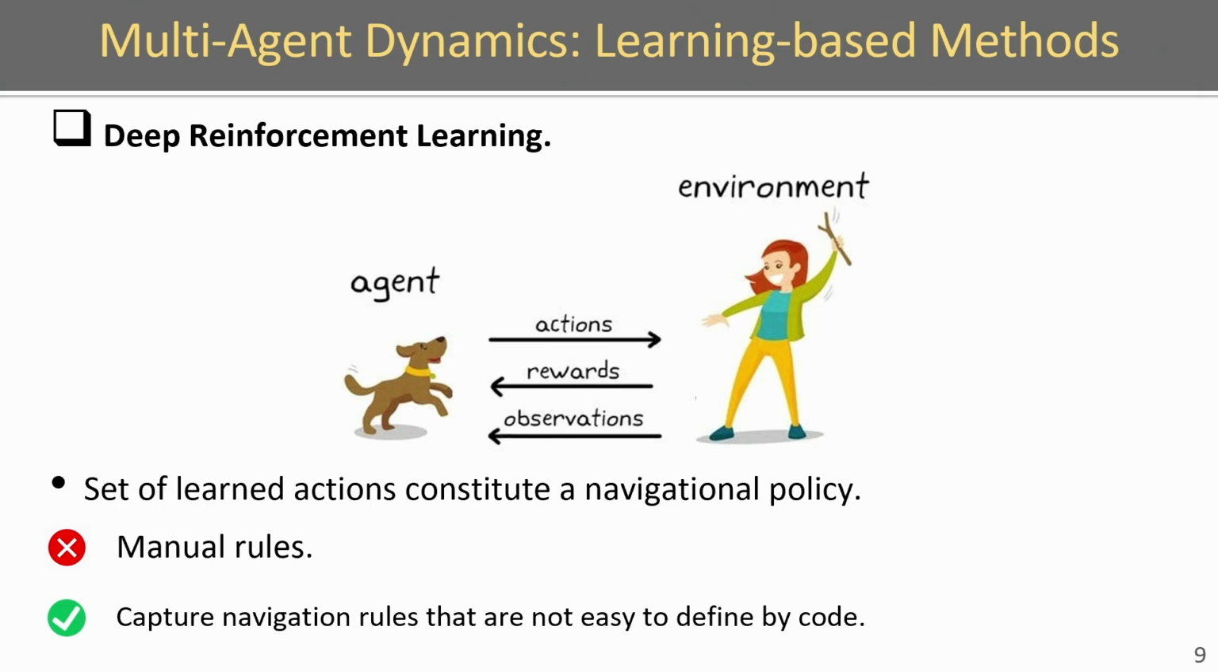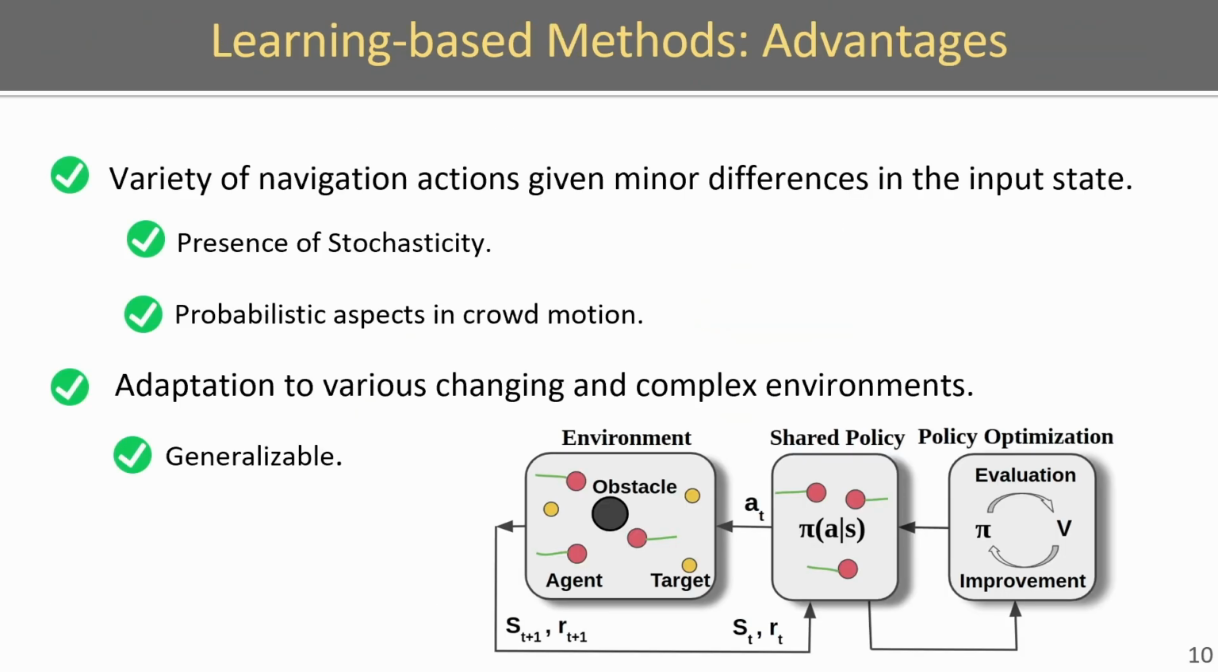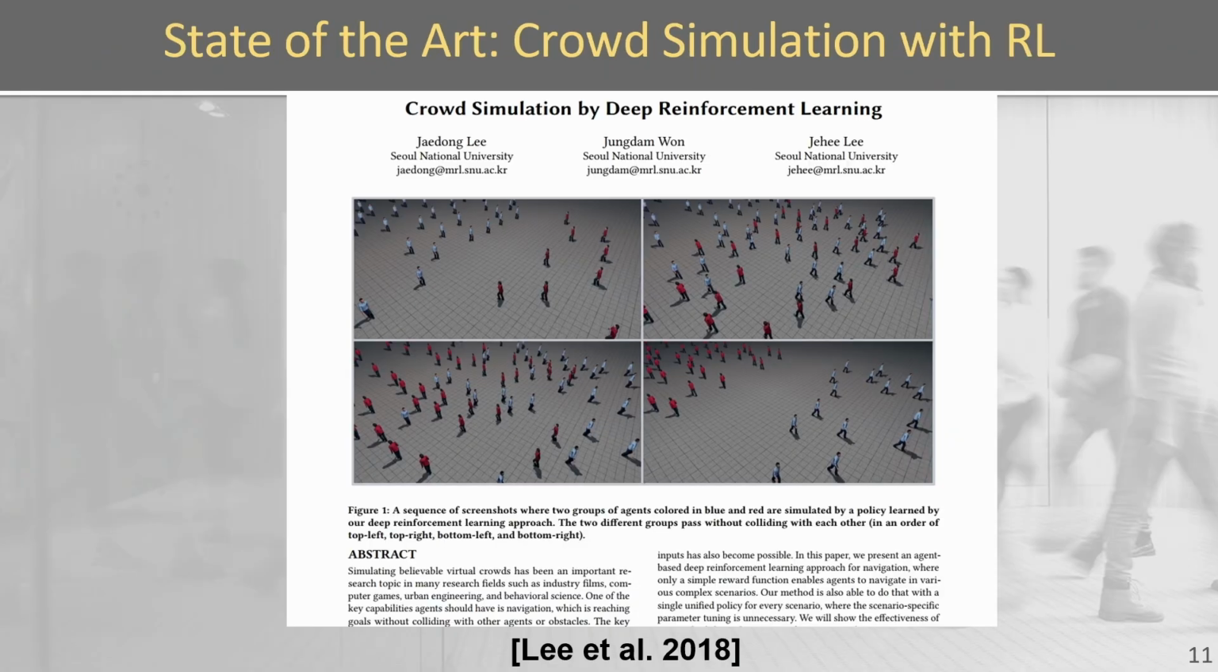One of the advantages of these learning-based methods is that we don't need any manual rules for moving the crowd. They can learn by trial and error, and also they can capture a variety of actions given minor differences in input state. There is also the presence of stochasticity in these methods, being kind of probabilistic motion in the crowd space. So let's see some state-of-the-art reinforcement learning-based crowd simulation methods.